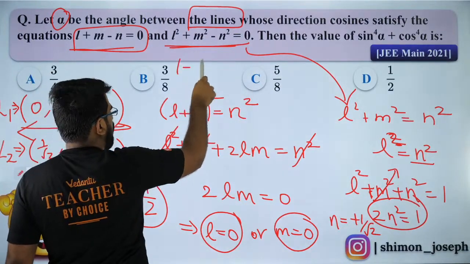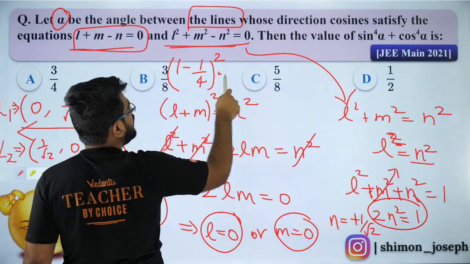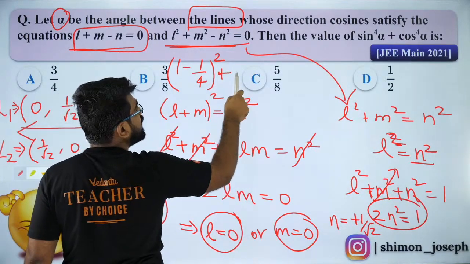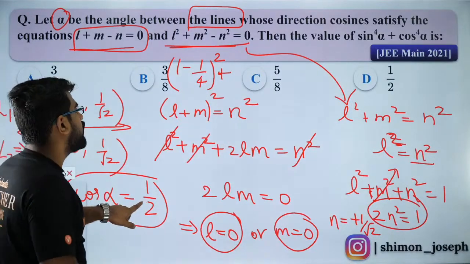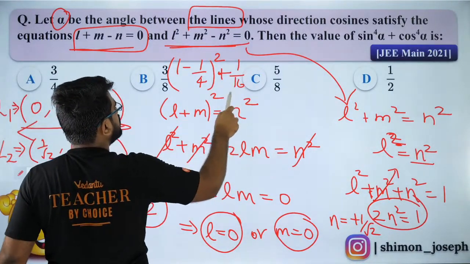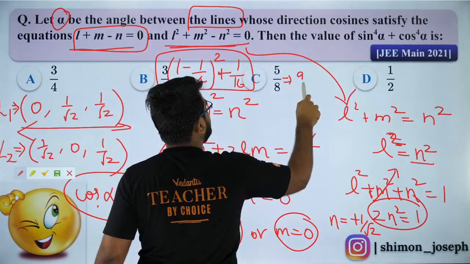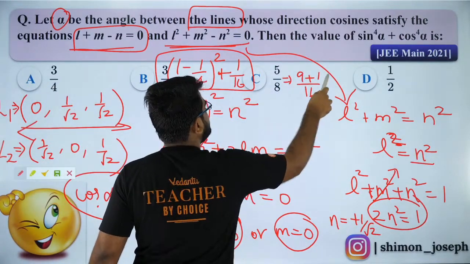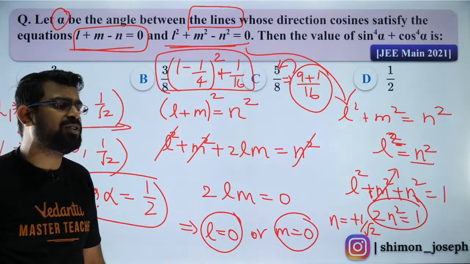So I'll have 1 minus 1 by 4 whole square plus cos square alpha the whole square. So it will be cos to the power 4, so it will be 1 by 16. So this addition will give you the answer, which will be 9 plus 1 by 16, which will be 5 by 8. So that, my dear students, is the answer for this question.